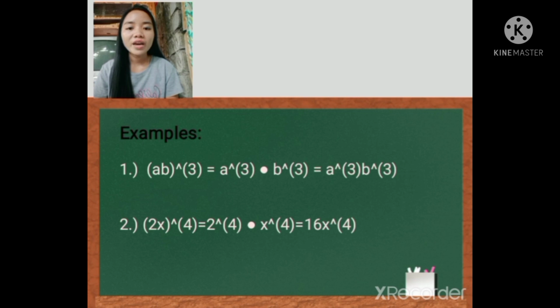So we have a to the power of 3 and b to the power of 3. So our answer is a to the power of 3, b to the power of 3. For number 2, quantity 2x to the power of 4. As what we have done in number 1, we just distribute the exponent to the coefficients.